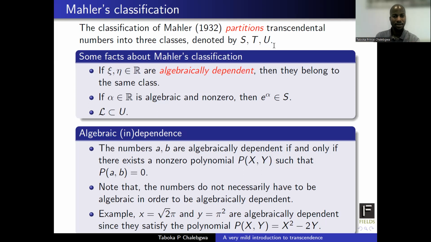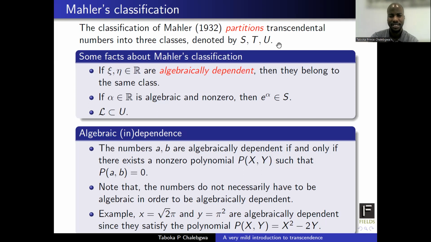All right. Now, here's another corollary that falls out of Moller's classification. It says that if you have a non-zero algebraic number alpha, then e to the alpha belongs to the class S. Moller named his classes S, T, and U. A piece of history is that he chose the letter S because it was the first letter of his advisor's last name. I think he was advised by Siegel. And then of course, T and U are just the next two letters in the alphabet.